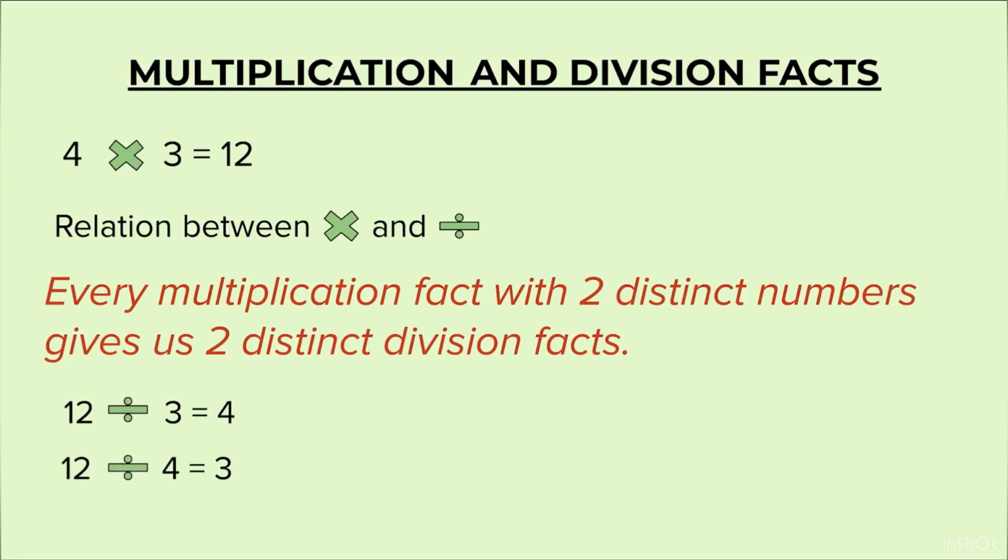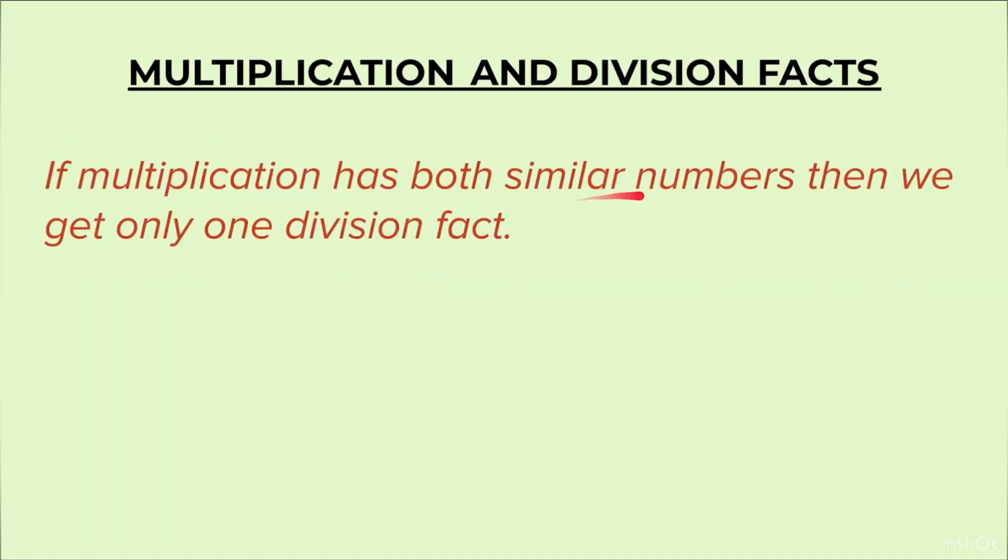This was the case where the numbers that we multiplied were different. In case we have numbers that are the same, we would have got only one division fact. Let's see. If multiplication has both similar numbers, then we get only one division fact. 3 into 3 is equal to 9. Here both the numbers that are being multiplied are the same. So only one division fact is possible. 9 divided by 3 is equal to 3.